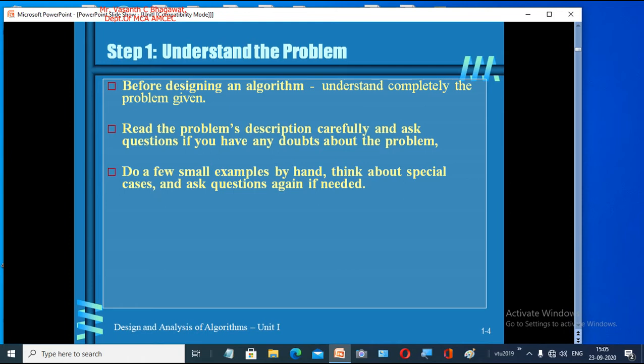The first step, understanding the problem. When you want to solve a problem, that is, when the problem statement is given, we have to understand the problem. What are the important points to be considered here? The first is, before designing an algorithm, understand completely the given problem, the problem definition. As an analyst or as a programmer, you are going to design an algorithm. First and foremost, read the problem carefully, try to understand what the particular problem is, ask questions to yourself so that many of the doubts can be solved on your own, and take some simple, small examples, and see how you are going to solve that particular problem.